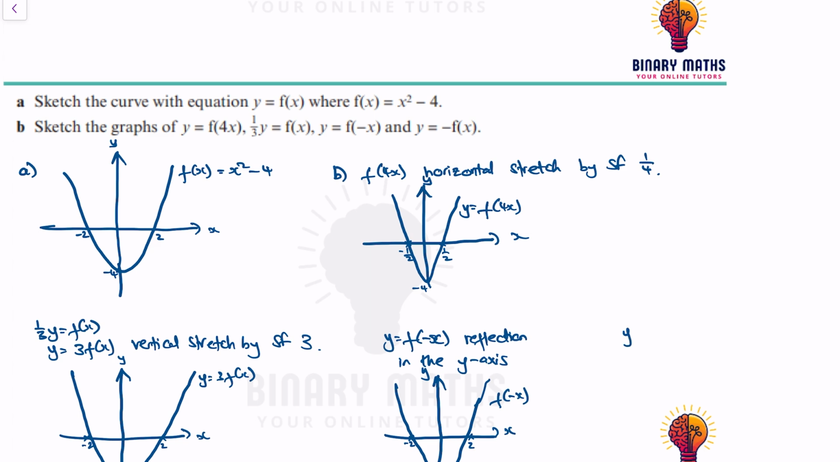The last one is y is equal to negative f of x. Because the y values are changing signs, it's a reflection in the x-axis. Which means it's going to flip over, so it's going to go upside down. So if I were to label it, it's going to go through 4 now, but the x-intercepts will still be the same, 2 and -2. Both through 4 now. That's it.